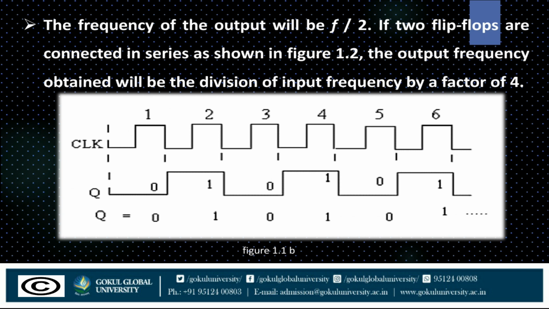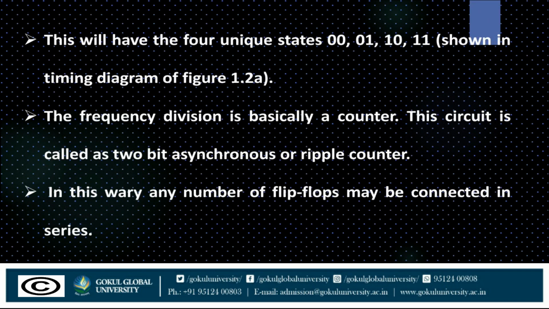the output frequency obtained will be the input frequency divided by a factor of 4. This will have the 4 unique states 00, 01, 10, 11, as shown in the timing diagram of figure 1.2a. The frequency division is basically a counter. This circuit is called a 2-bit asynchronous counter or ripple counter. In this way, any number of flip-flops may be connected in series.